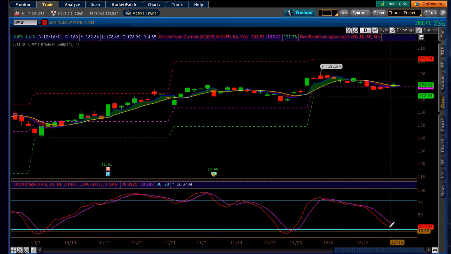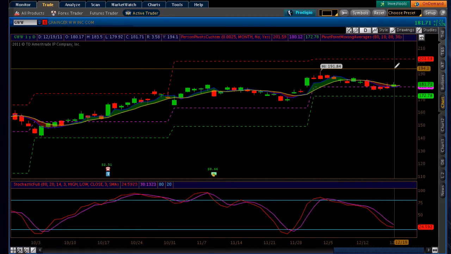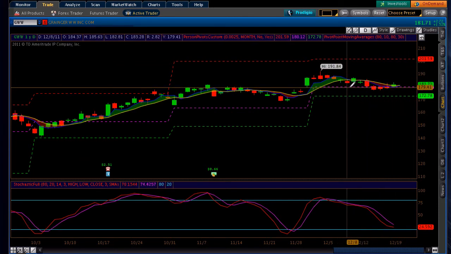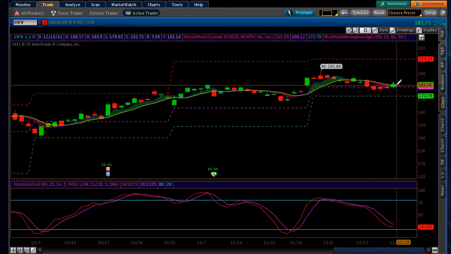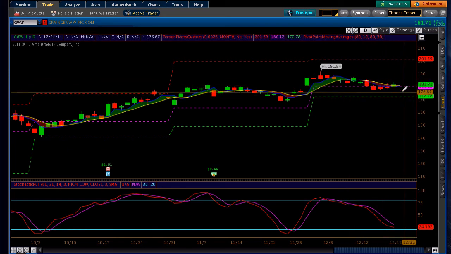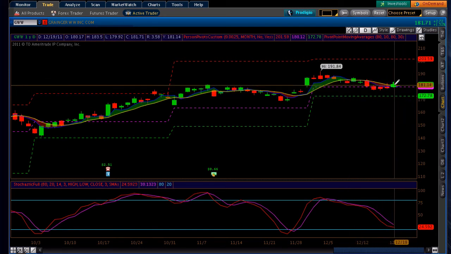because we have the stochastics that is oversold. We held the monthly pivot point. We closed above the pivot point moving average for the daily. We closed above it. So normally I would look to put on an option trade for this.